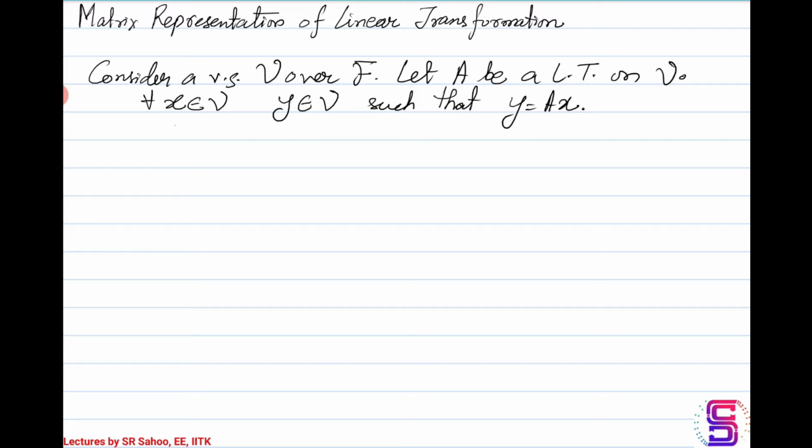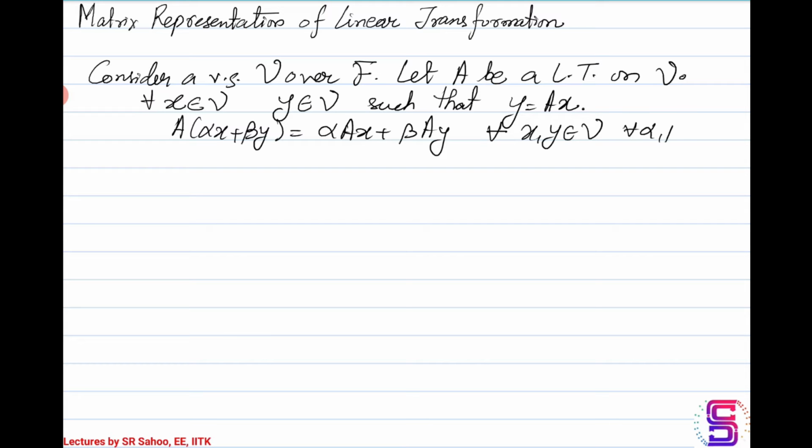Also, we know that this linear relationship holds for all pairs of vectors in the vector space and for all pairs of scalars from the field. This is what we know. Now, we also know that there is a basis which is associated with the vector space.